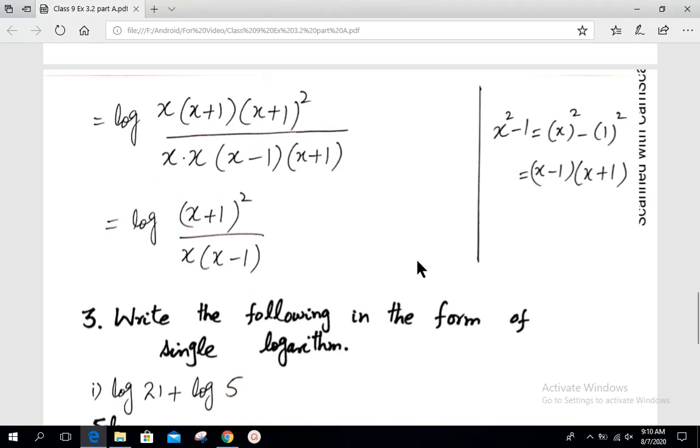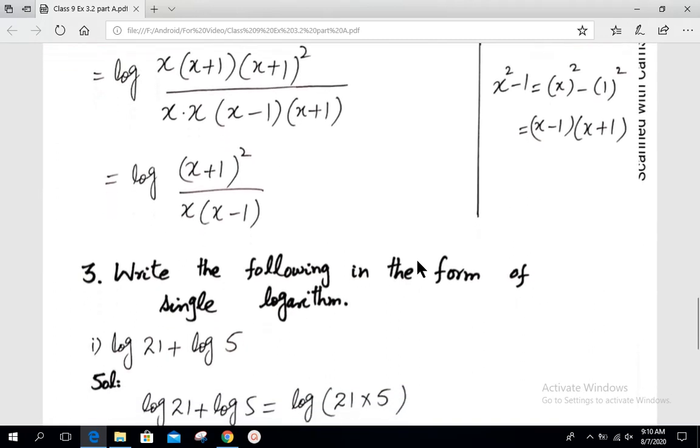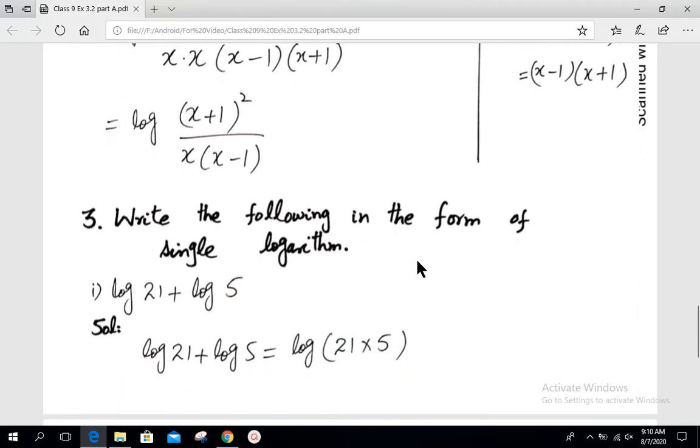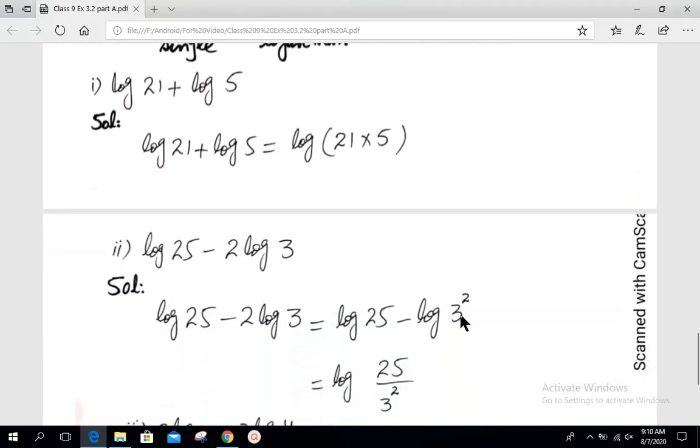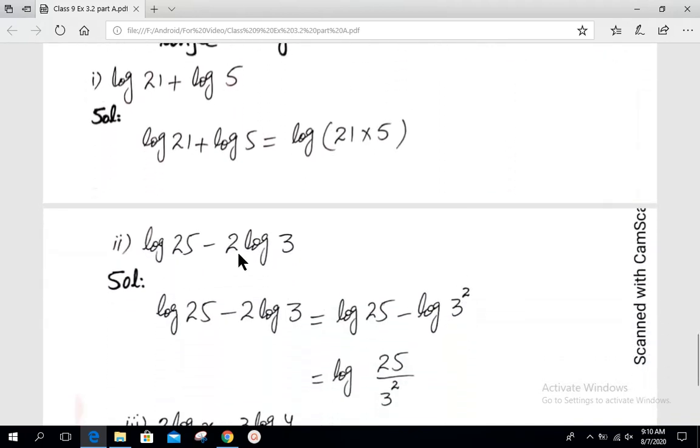Number 3 says that write the following in the form of single logarithm. We are given two values, log 21 plus log 5. We are well clear now. According to the first law of logarithm, it will become single log of product of values, that is 21 into 5.